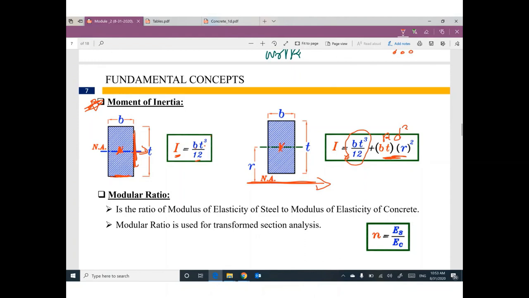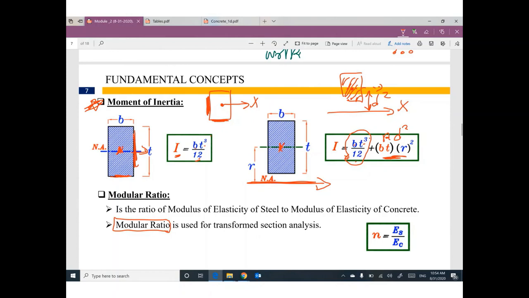Do you remember section properties, moment of inertia? If you are talking about a rectangle and the centroid of this rectangle, we have the neutral axis x. So the moment of inertia is b t cubed over 12. But if your axis is here, we add b t cubed over 12 plus this area times this distance squared. We have something called modular ratio. Do you remember? I believe you learned something about it in strength of materials.